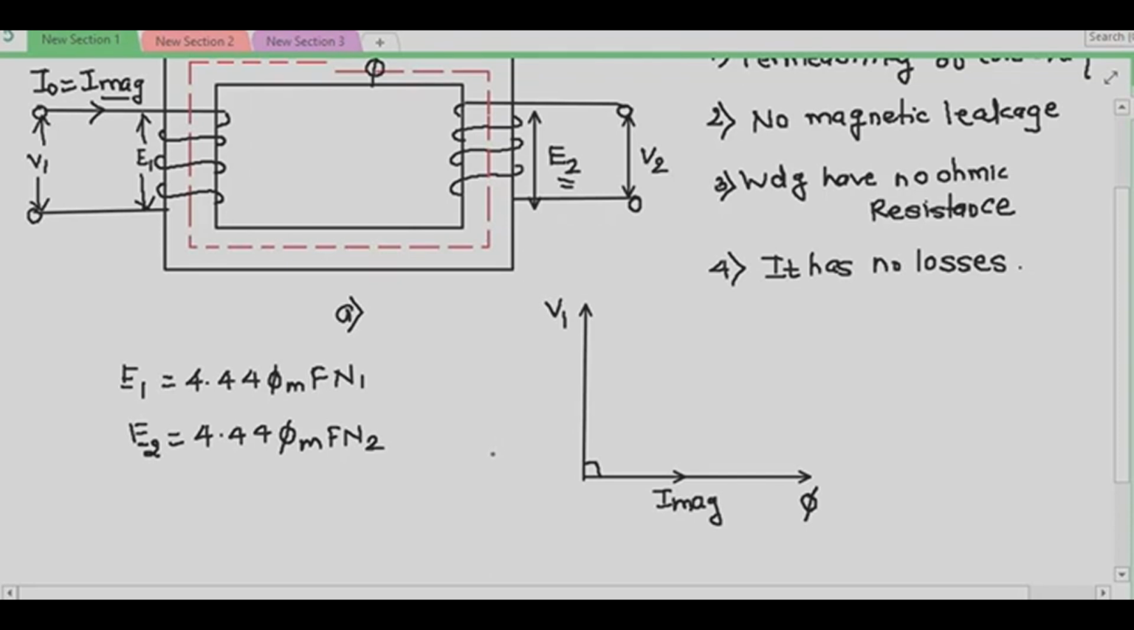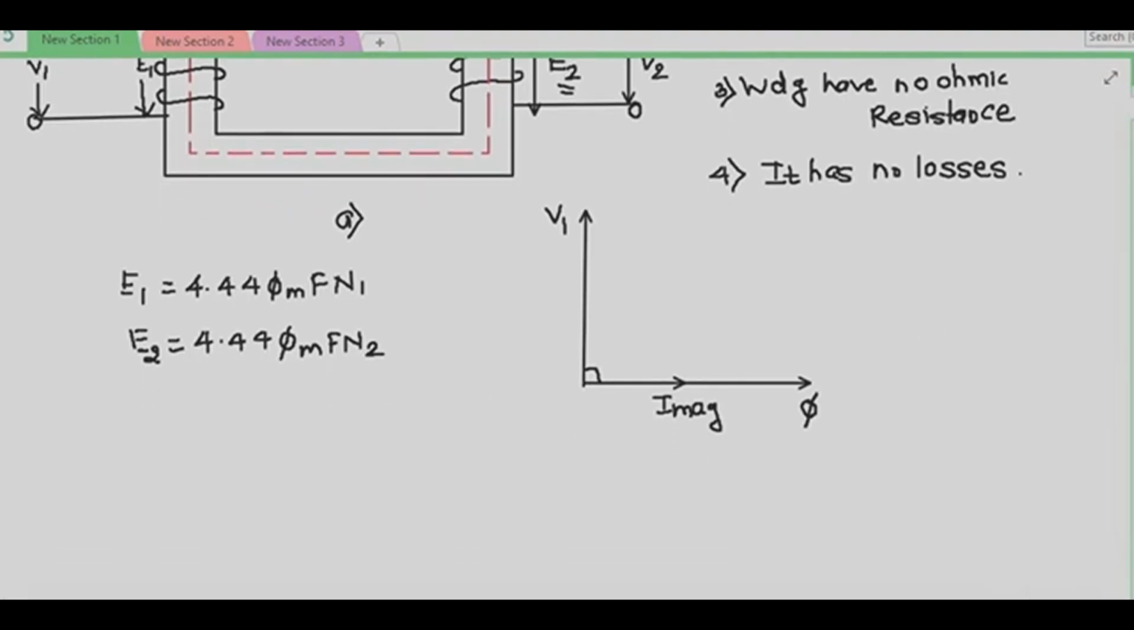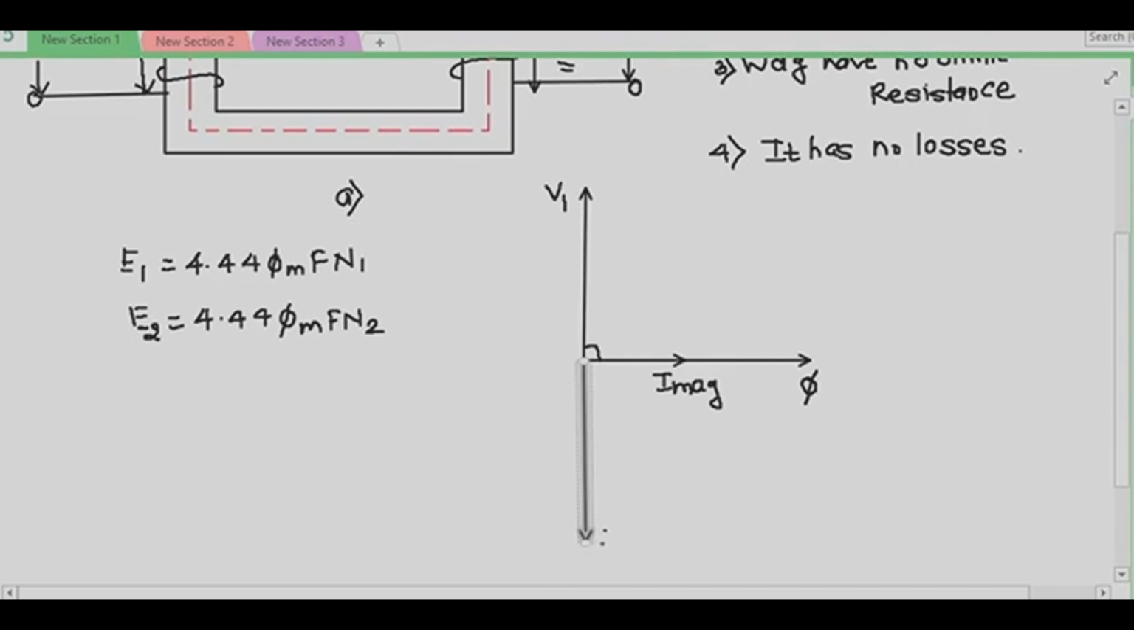These EMFs lag the flux by 90 degrees. How they lag, I will tell you. First of all I will draw the E1 and E2 vectors so that I can show it here. This is your E1, the EMF of self induction induced in the primary winding, and this will be E2. Now let us see why these EMFs lag the flux by 90 degrees. This is also 90 degrees.